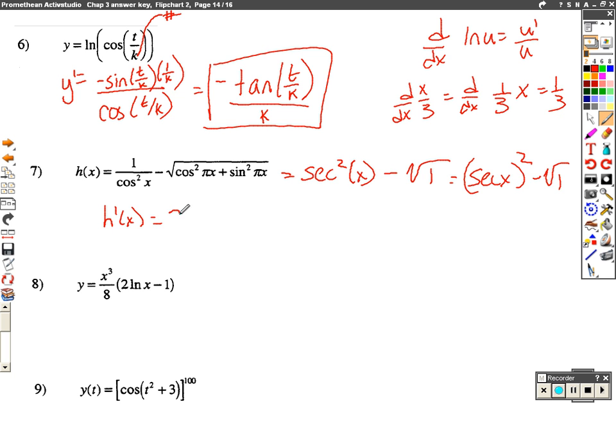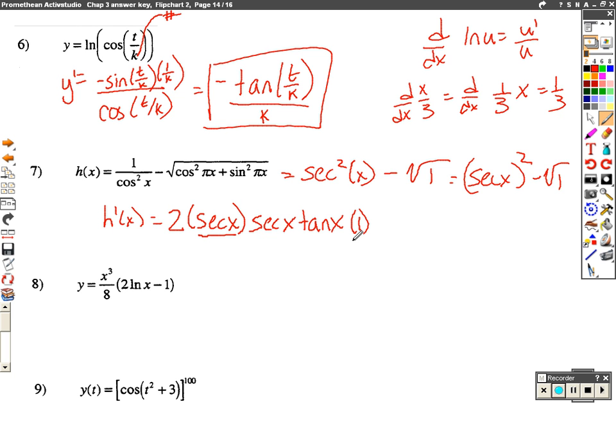We need to bring that 2 down in front, keep the inside the same, power 1 less, which is technically 1. Now times it by the derivative of that secant. And the derivative of the secant of something is the secant of that something times the tan of that something. Alright, and that something that the secant was being taken of x, we would technically be multiplying by the derivative of x, which is 1.